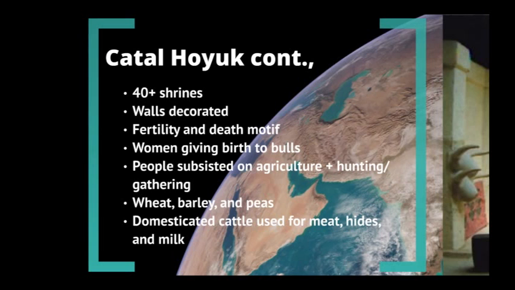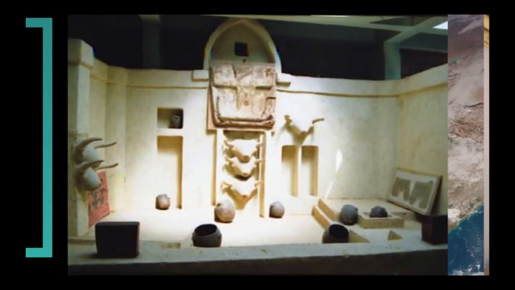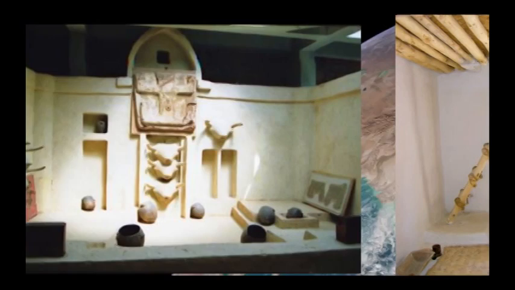So this is a reconstruction of one of these shrines. See, a very strong bull motif, fertility motif. So the bull would have been a central animal to these people. And here's how they would have had a roof. Right? None of that stuff, though, is going to persist in the archaeological record. And then you go down stairs.